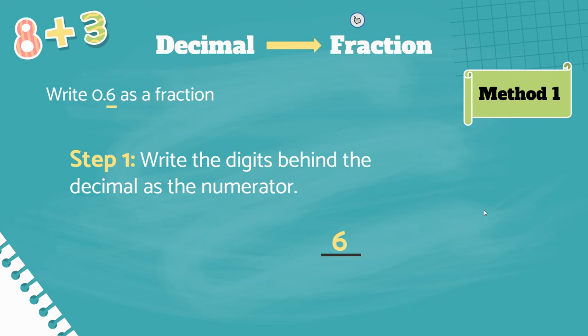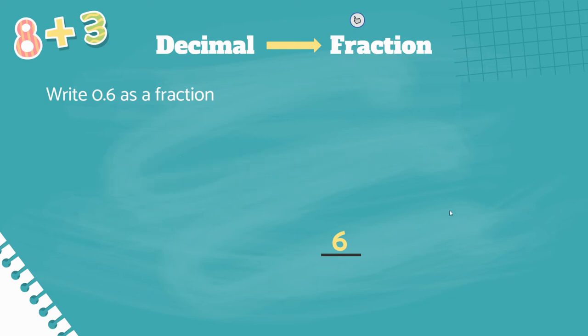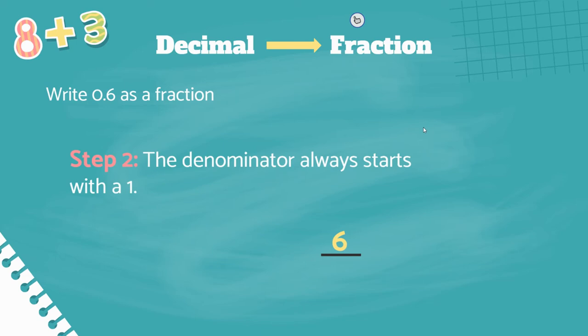All right, you ready for step 2? All right. So, step 2 is the denominator is going to always start with a 1. Okay? We've got our numerator, it's the number behind the decimal. The denominator is going to be different each time, but it's always going to begin with the number 1.